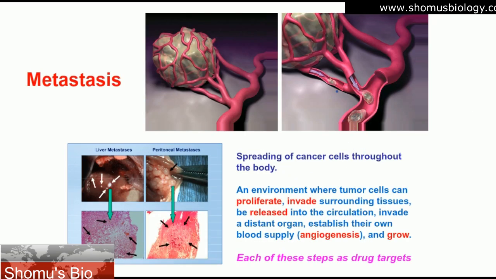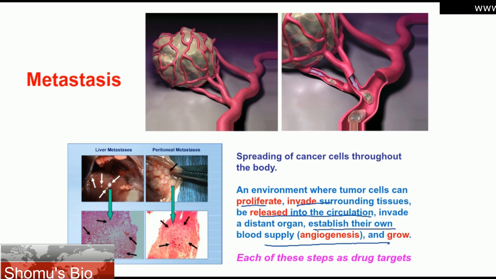Okay, so now we will talk about two important features of the cancer cell, as I told you earlier: metastasis and angiogenesis. Metastasis is the spreading of cancer cells throughout the body. An environment where tumor cells can proliferate, invade the surrounding tissue, be released into the circulation, invade a distant organ, and establish their own blood supply is known as angiogenesis.